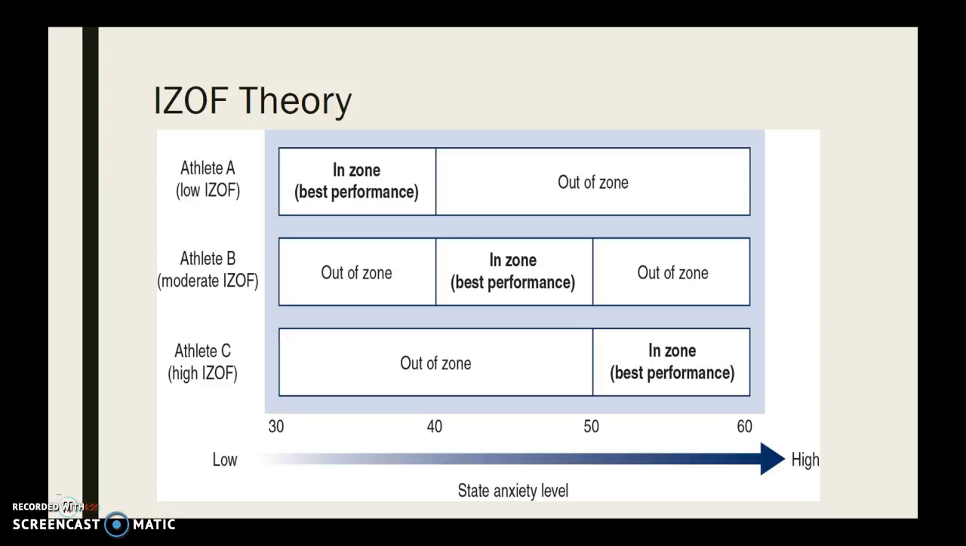By looking at the diagram, we can see this. Athlete A shows best performance at low levels of anxiety, while athlete B is moderate and athlete C is at higher levels of anxiety. This theory has research which actually supports it and is a much better predictor than the inverted U, yet it doesn't explain how IZOF develops and why our performance is better in certain bands.